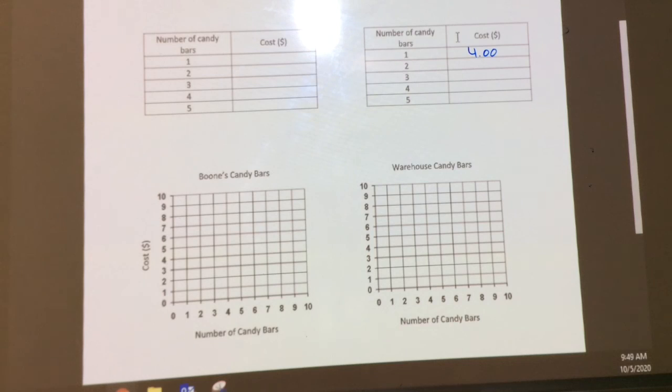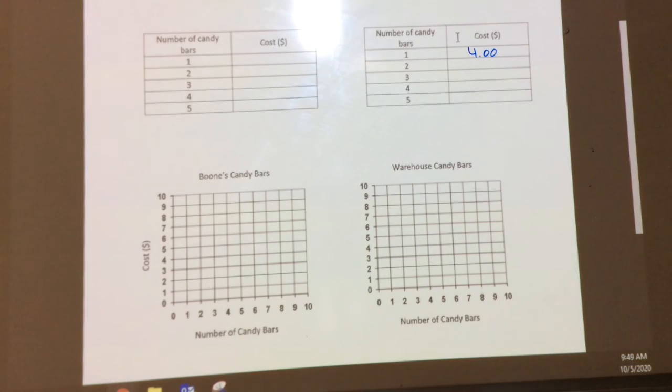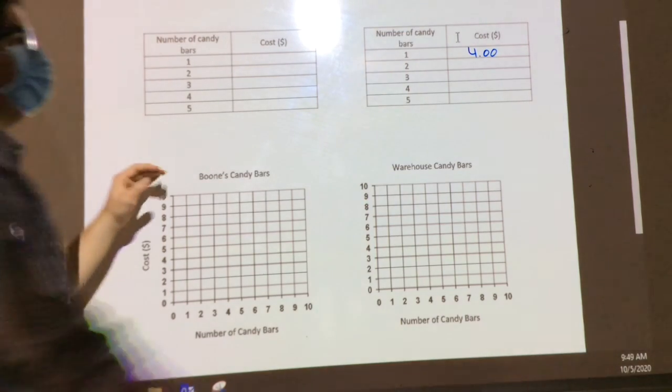Let me ask you this. How much would 2 candy bars cost? 5. Why, Reed? Because the 3 and then the 2. That $3 shipping and handling doesn't ever repeat. It's a one-time fee. So you can buy as many candy bars as you want, and it's going to cost you $3 plus however many candy bars. So 2 candy bars cost $3 plus $2, which is $5.